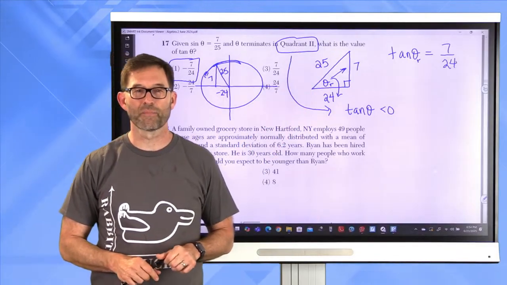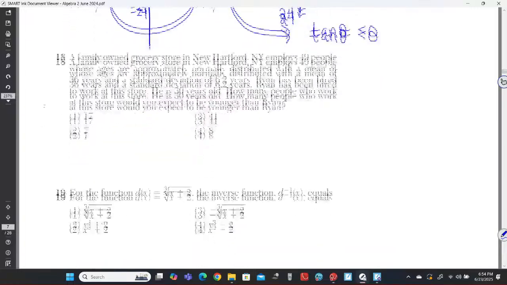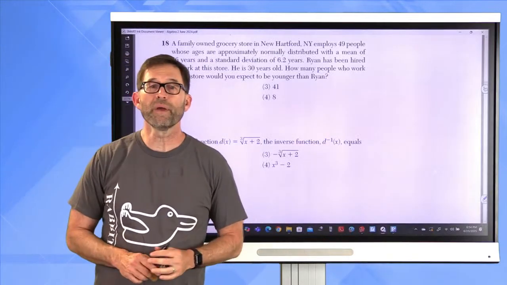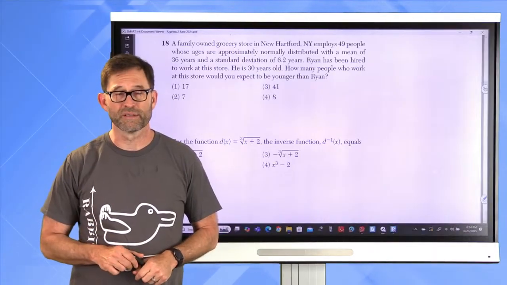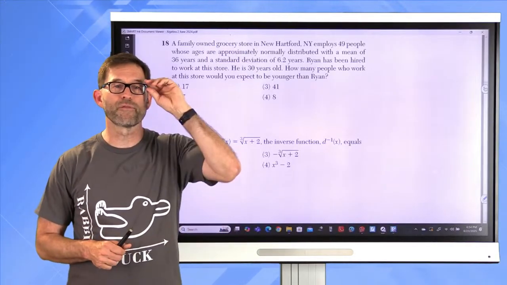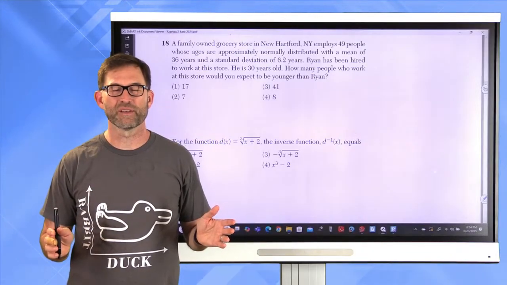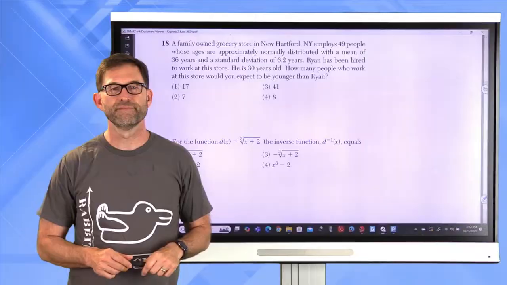All right, let's take a look at problem 18. Now, before I actually read problem 18, I just want to say for the record, problem 18 is my least favorite problem on the exam. All right, and it's going to take a little bit for me to even justify how they get the correct answer in this. But let's take a look at it first.